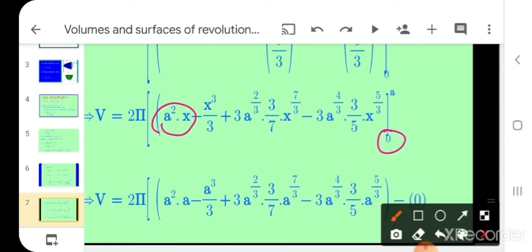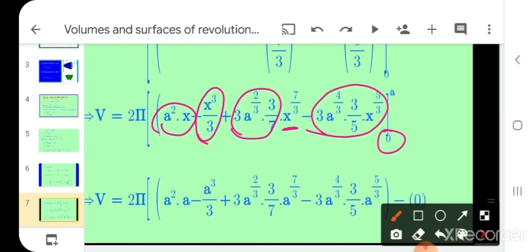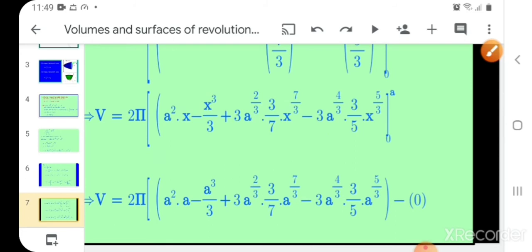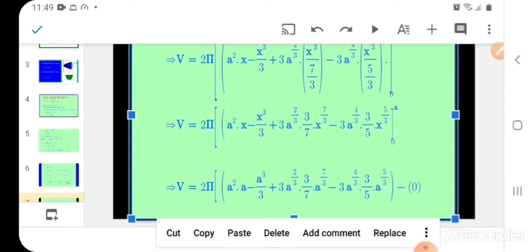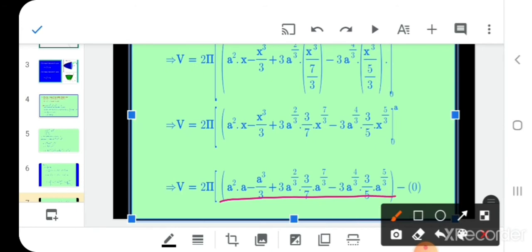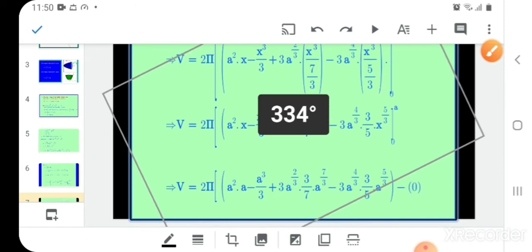Now I substitute 0 in x place. So a square into 0, 0. X cube by 3, that means 0 by 3. Total term into x means 0. Here also we multiply with x, that means 0. So we get total term is 0. So I write minus 0. First I integrate, then simplify, and now I substitute the limit values in x place, that means a and 0. After substituting a, we get this equation. Substituting 0, we get 0. Okay. Tell me what is this?